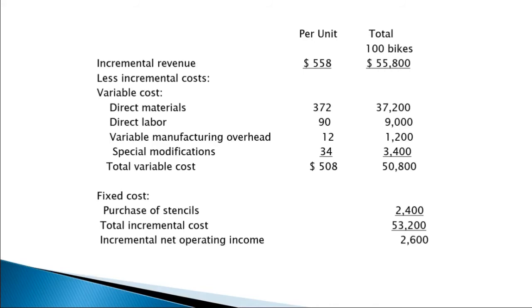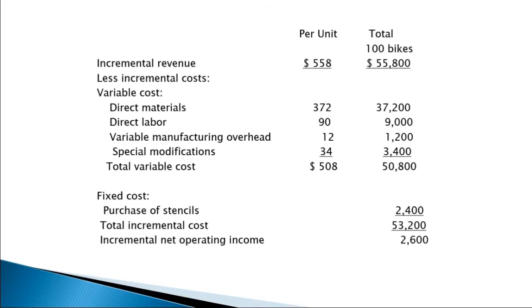37,200. Direct labor is 90 and the total is 9,000. Variable manufacturing overhead per unit is 12. The total is 1,200. The special modification is 34. The total is 3,400. Total variable cost is $508. Then the total is 50,800.